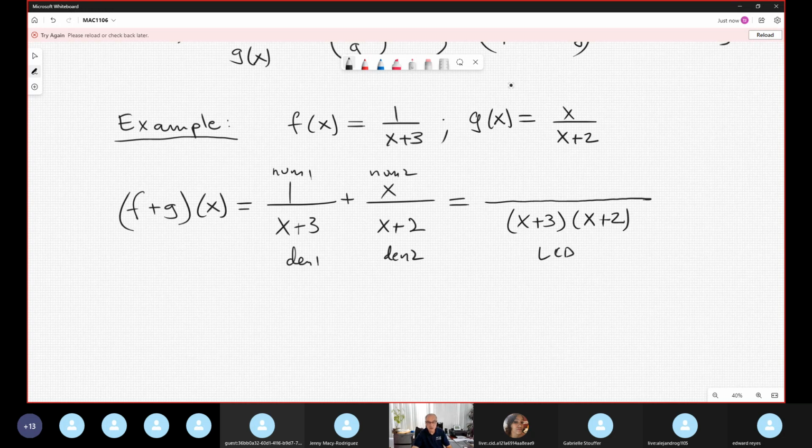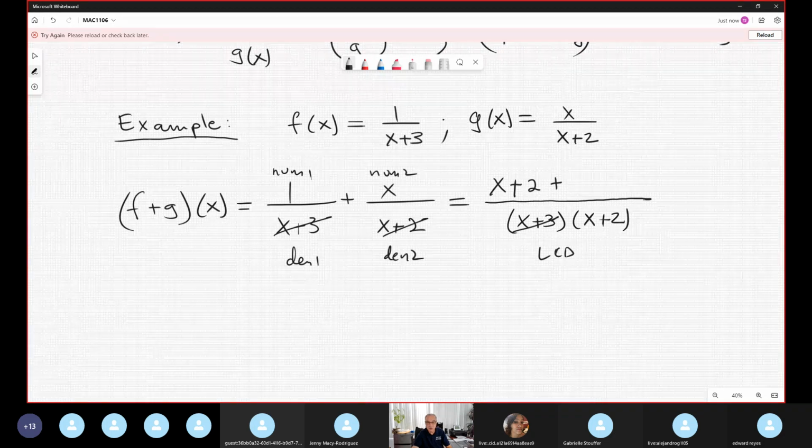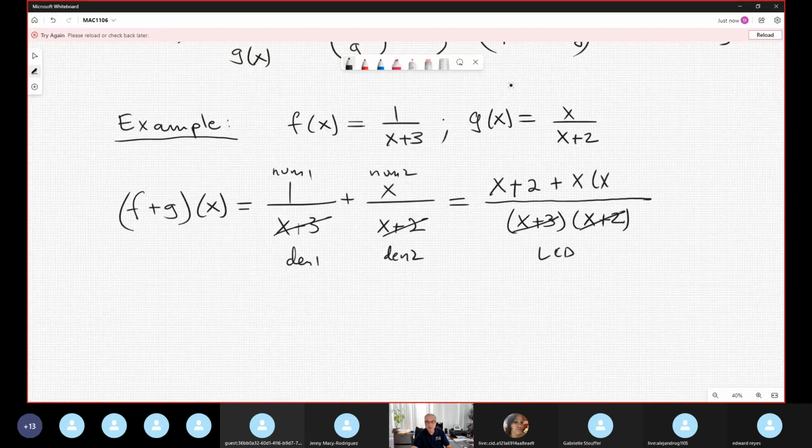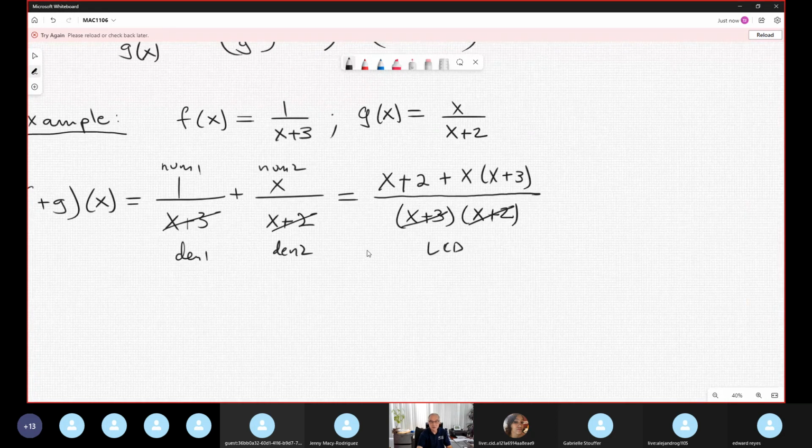When you divide the LCD by denominator 1, it's obvious that part cancels, and x plus 2 stays alive, times 1 is x plus 2. Am I finished? No, I continue. LCD divided by denominator 2, now x plus 3 is cancelled, x plus 2 stays alive. X plus 3 times x is x times x plus 3. Do you follow me? Yeah, it's easy.